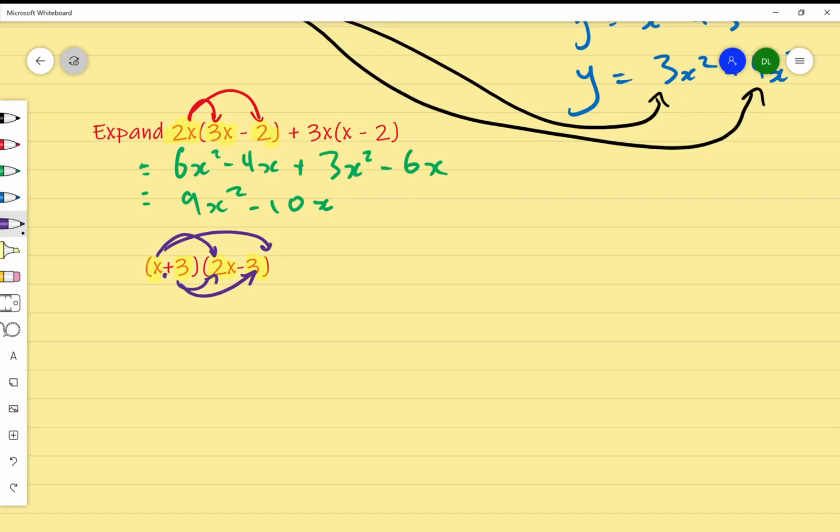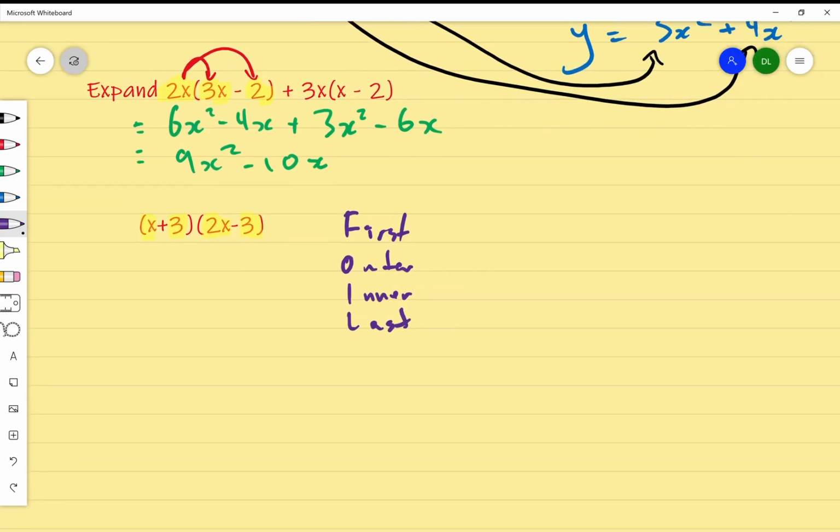So what we do is we just do something called FOIL. FOIL, we know, stands for: F stands for first, outer, inner, and last. Easy. First, outer, inner, last. So I'm going to multiply those terms as they show up.